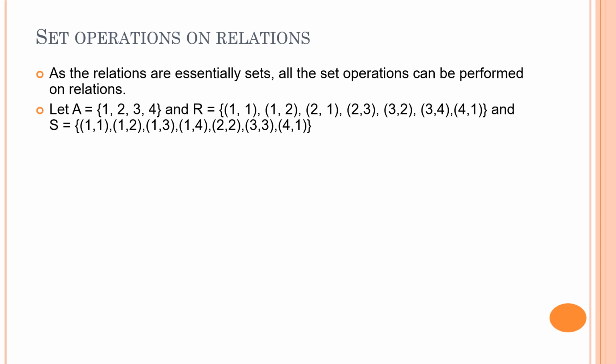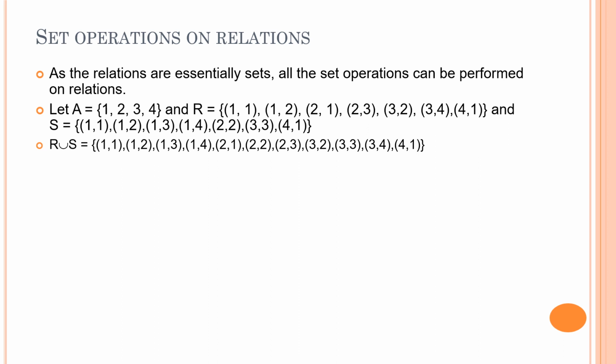Let's take certain examples. Let us say A is equal to {1, 2, 3, 4}, and I have defined two relations on this: R as {(1,1), (1,2), (2,1), (2,3), (3,2), (3,4), (4,1)}, and S is this. One relation is R and one is S. Now, union of the two relations is the set of all the pairs which are either present in R or present in S or present in both of them. So, all the pairs which are either present in R or present in S or both of them make up the union.